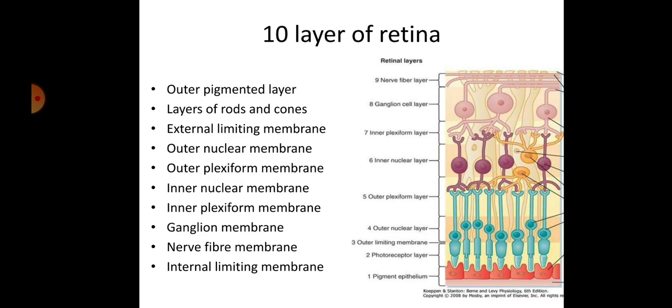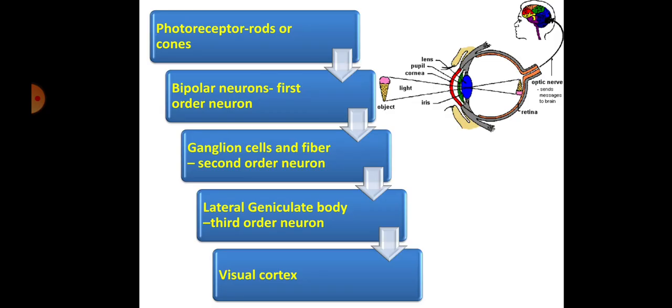And inner plexiform membrane. Inner plexiform membrane means it is a synaptic connection between the bipolar neuron and the optic neuron. And ganglionic layer or ganglionic membrane means it is the cell body of the optic neuron. And nerve fiber membrane, it is the optic nerve. And internal limiting membrane means internally there is one more thin layer, that's called internal limiting membrane. So these are the 10 layers of the retina.